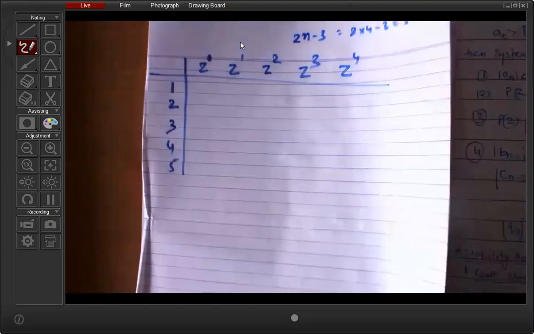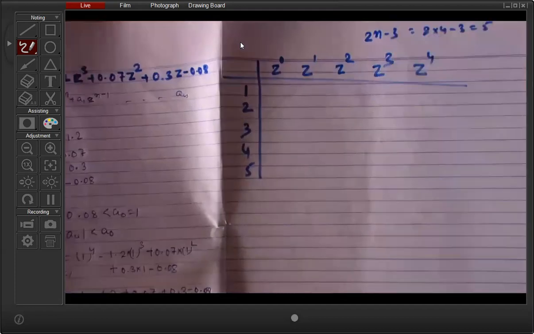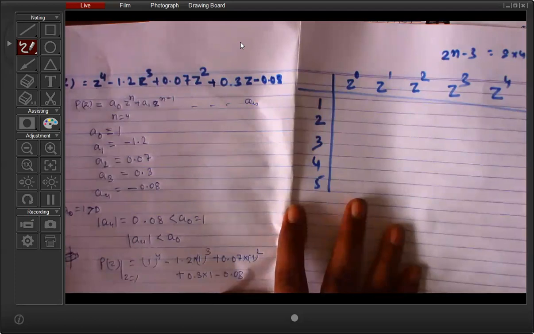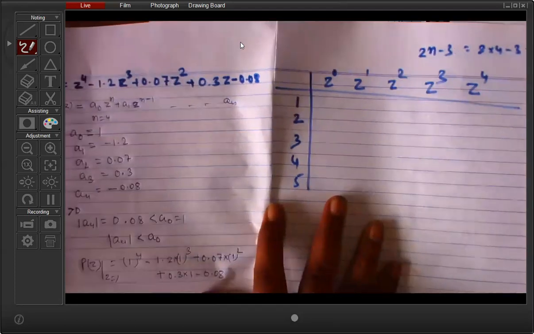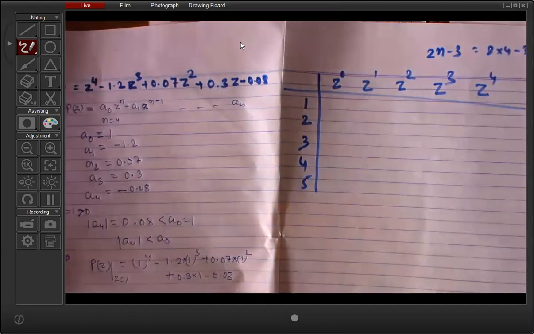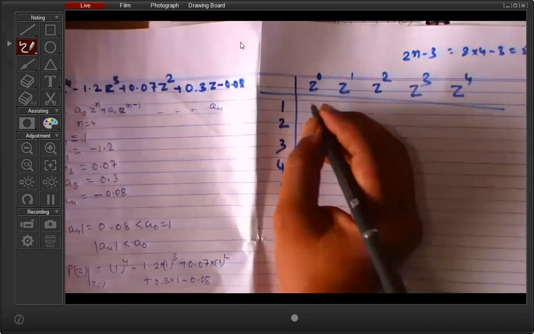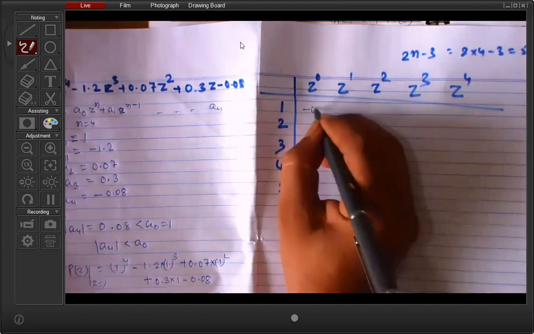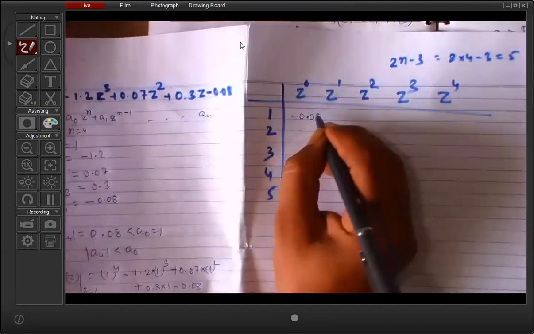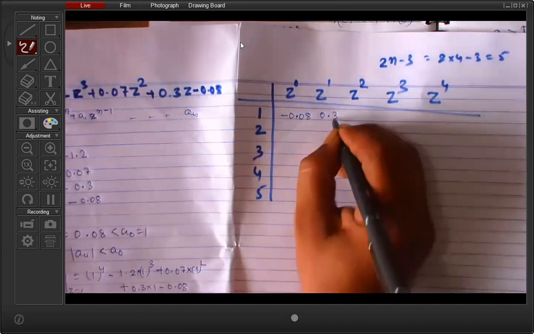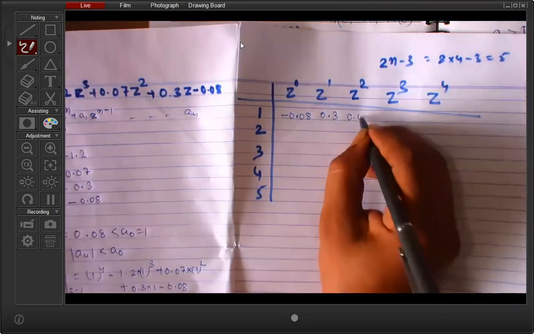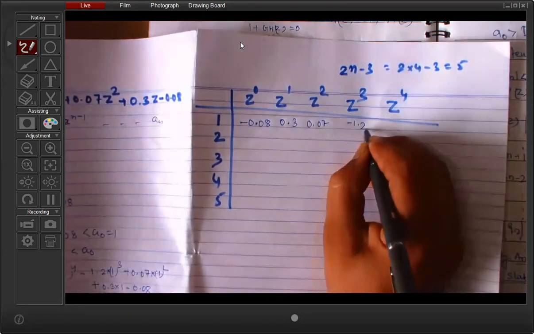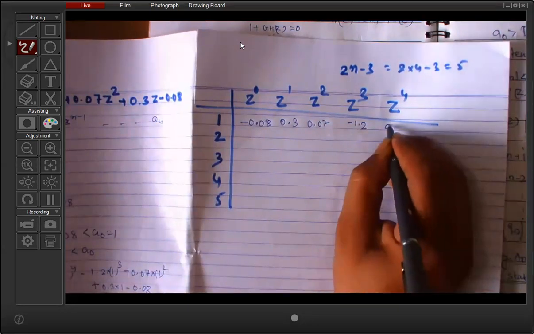So what is the value of... just wait, what is the coefficient of z to the power 0? I think its value is equal to 1. No. 0, minus 0.08, next 0.3, next 0.07, then next minus 1.2, next a naught, 1.